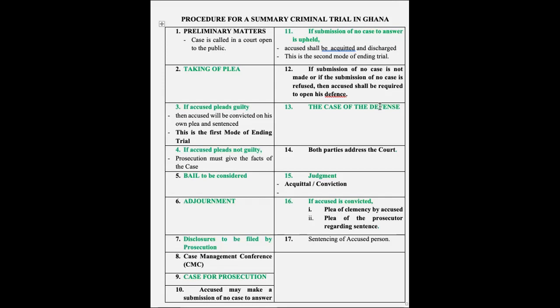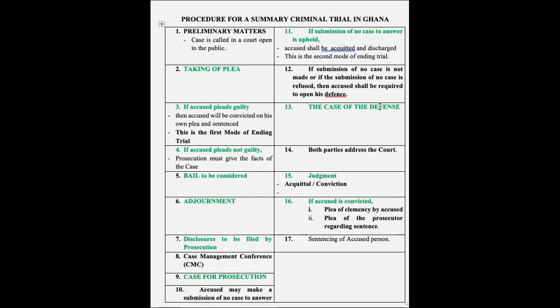After adjournment, the prosecution will have to file disclosures and serve all on the accused person, and they will deal with the number of days that they must serve same on the accused person before the case management conference. Then we shall go through the case management conference. After the case management conference, it means the case is ready to be heard. The trial is ready to begin.